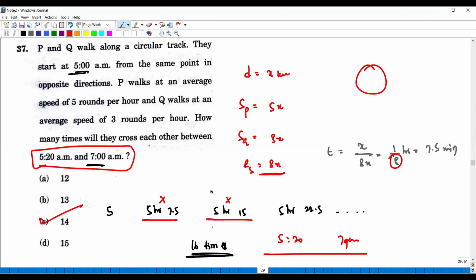So how many times will they cross each other between 5 a.m. and 7 a.m.? If 7 a.m. is not included, then the answer is 13. But if 7 a.m. is included, then the answer is 14. So I'm taking it as 14 because I'm including 7 a.m., even though if I ask it between. If you take the exact word between, then the answer might be 13 as well.